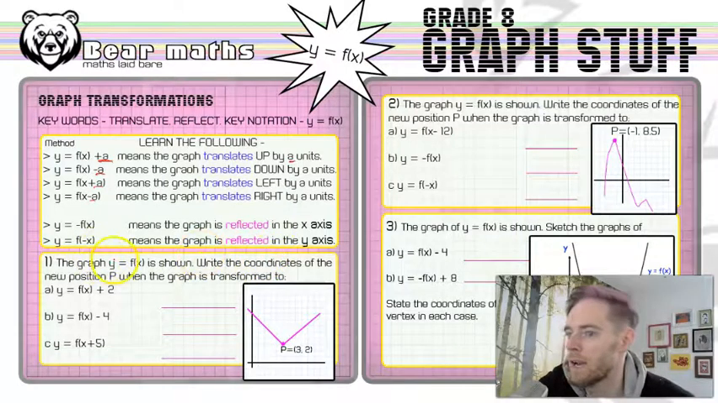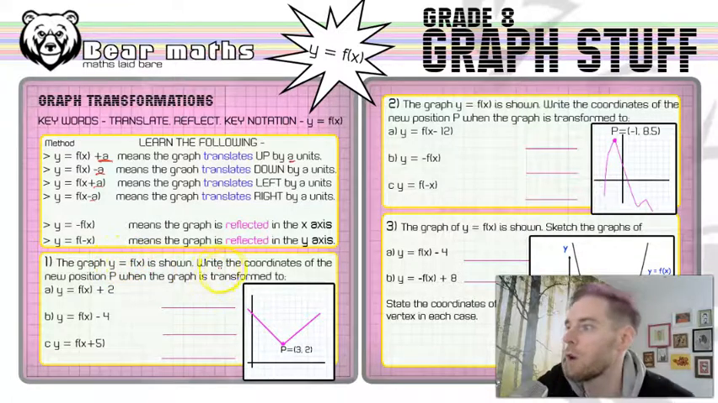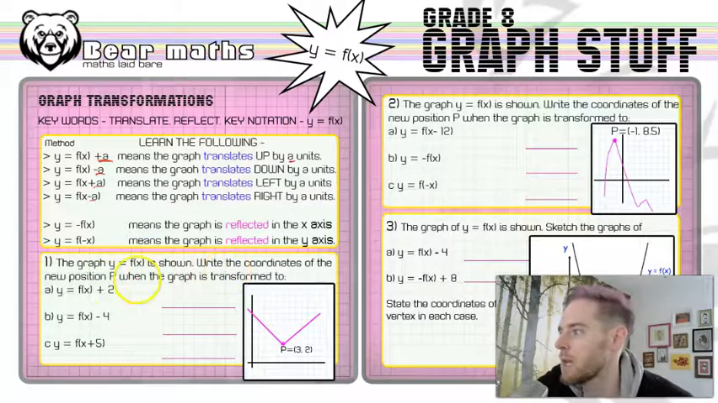Now let's have a look at that in action in question number 1. So the graph of y equals the function of x is shown. Write the coordinates of the new position P when the graph is transformed to y equals function of x plus 2. So this is y equals f of x. We don't know what the actual equation of the graph is, and it doesn't matter because we've got the minimum point here of the graph. It is at 3, 2.